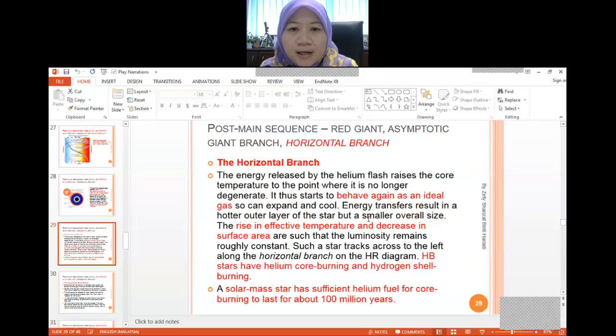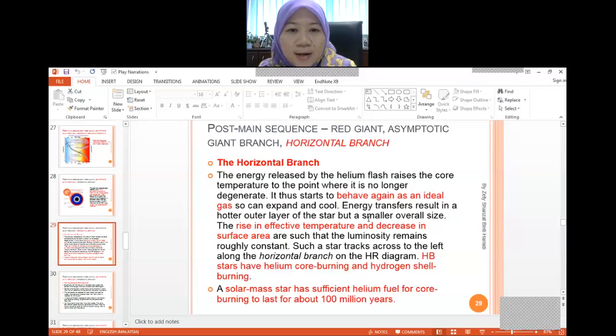So how about the horizontal branch, or HB? So far we have covered the giant and also the asymptotic giant branch. Now we move to the horizontal branch.